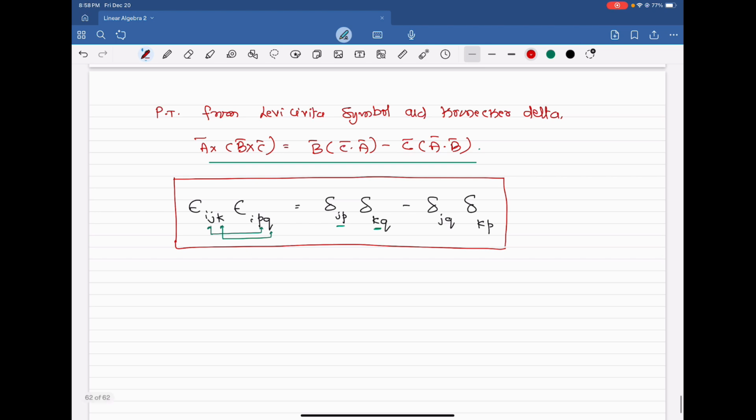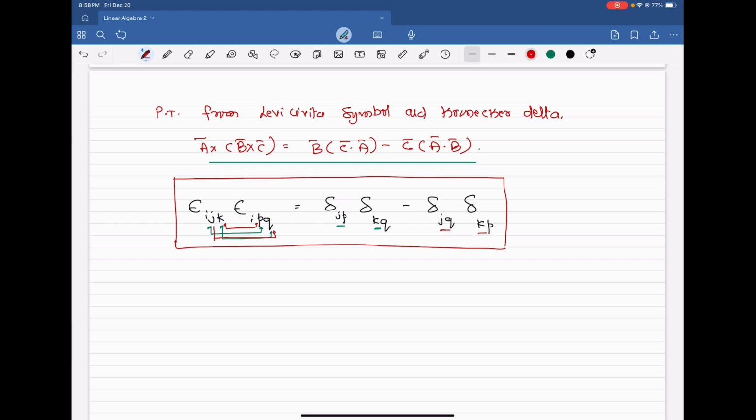J is the second symbol; it is the third subscript of the second epsilon. Then this JQ has attracted a negative, minus delta JQ. Then this K is with P. Then also it is minus. That means delta JP, delta KQ minus delta JQ into delta KP. This can also be written for convenience purposes.